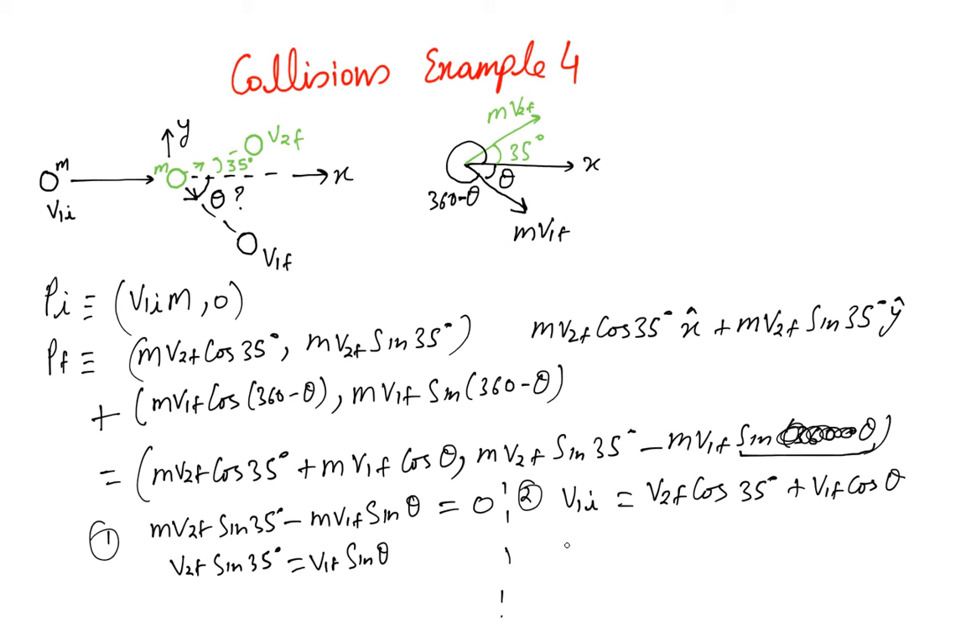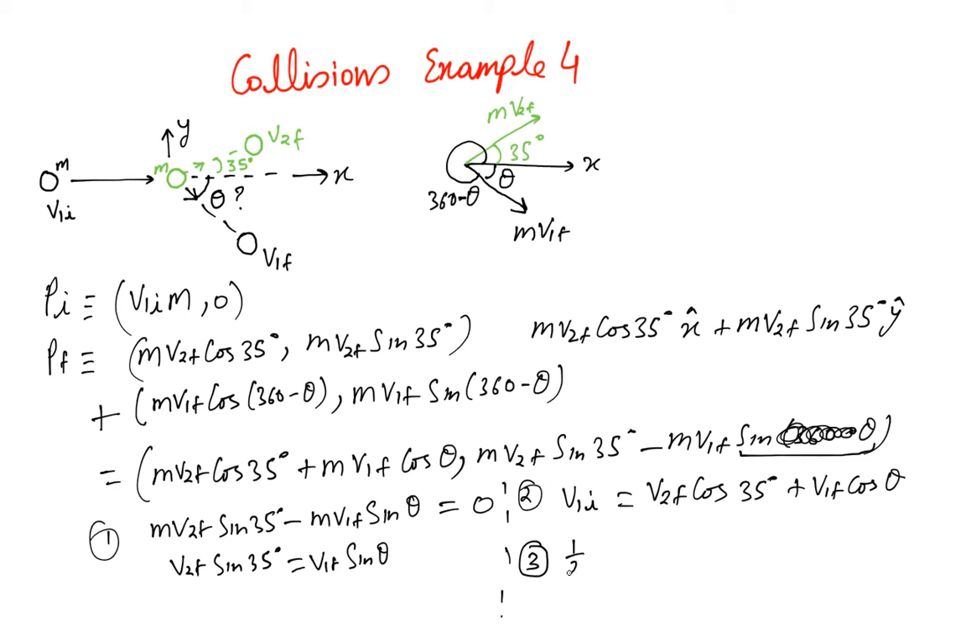Okay, so how many unknowns do we have? We do not know v2f, we do not know v1f, and we do not know theta. So we already have two equations, one from the conservation of momentum in the x direction, one from the conservation of momentum in the y direction. Where should we get the third equation from? Well, we can use conservation of energy.